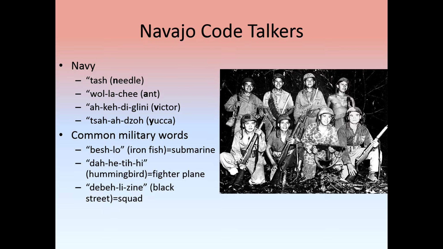Not every word had to be spelled out. Some common military words had regular Navajo words to go with them. For example, Beshlo in Navajo meant iron fish, and so that means submarine in the code, and so on. So it's kind of a code within a code, and no one was ever actually able to break the U.S. military code during World War II.